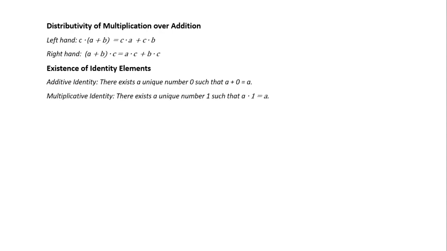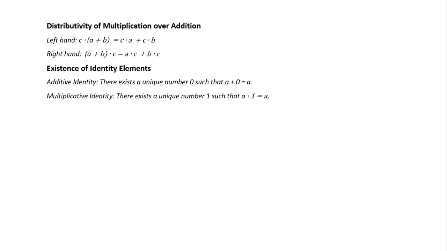Next, we move to the existence of identity elements. For addition, or commonly known as the additive identity, there exists a unique number 0 such that a plus 0 is equal to a. For multiplication, or the multiplicative identity, there exists a unique number 1 such that a times 1 is equal to a.